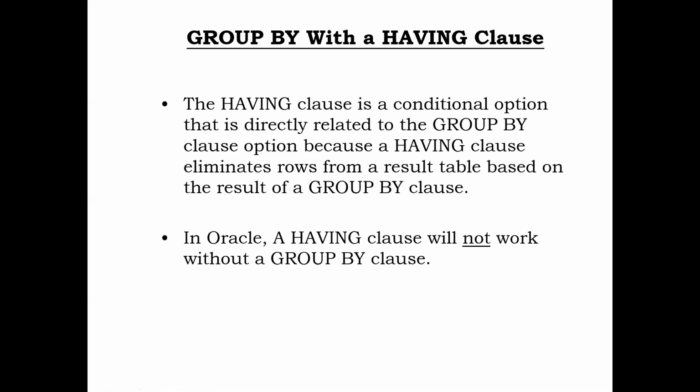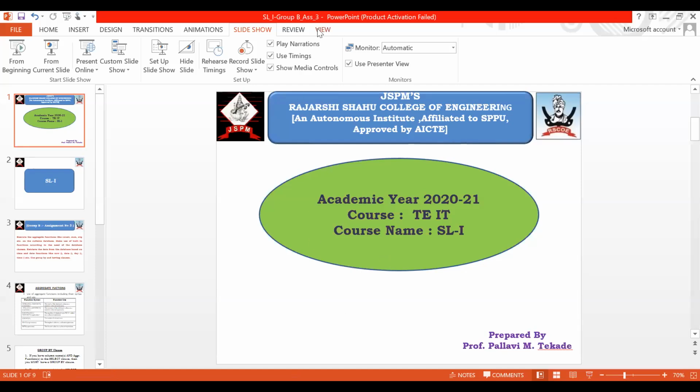The having clause is a conditional option that is directly related to the group by options. And in Oracle, the having clause will not work without a group by clause. Okay, so now we will directly see the practical.